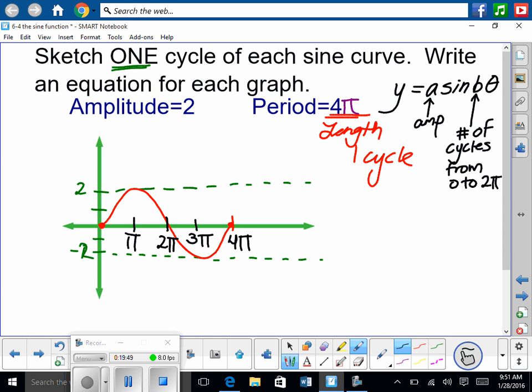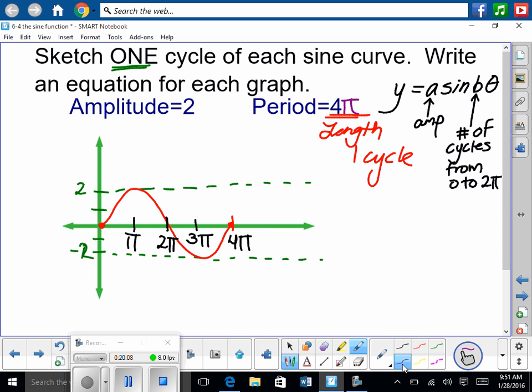So let's think about this though. If I said to you, look at it on an interval from 0 to 2 pi. It would be a really stretched out graph, right? So if we're only looking right here, we'd only be seeing the top from 0 to 2 pi. So does everybody understand that? Okay, awesome. So now let's write our equation.